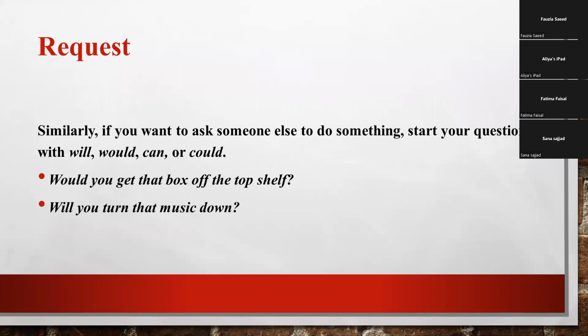Okay. Now request. Similarly, if you want to ask someone else to do something, start your question with would, will. Would you get that box off the top shelf? Would you get the meal from the kitchen? Okay. Would you bring some cold drinks for the guests? Okay. Will you turn that music down? Will you turn off the television? Will you turn off the AC?